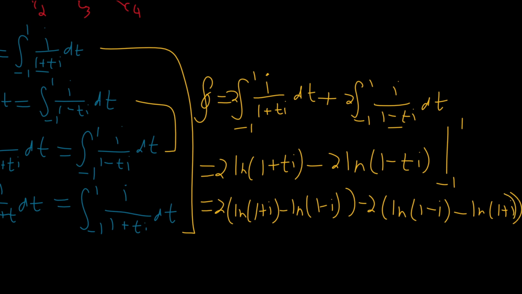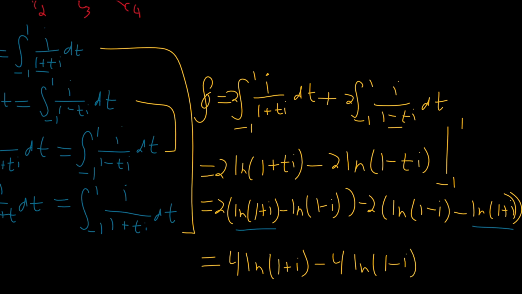Okay. And what you'll notice right here is that we only have 2 terms to evaluate. Again, we have this natural log of 1 plus I and this natural log of 1 minus I. In grouping our terms together, we actually find that this is equal to 4 natural log of 1 plus I minus 4 natural log of 1 minus I. And evaluating this, again, really is not too terrible.